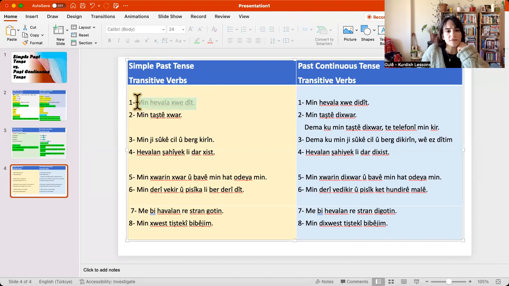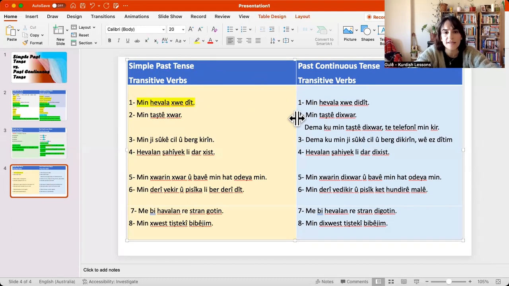So this first sentence says, I saw my friend. And if you want to do it with past continuous, in English it doesn't make sense, I was seeing, but in Kurmanji, you can say it, and it means I was seeing my friend. It's continuous.